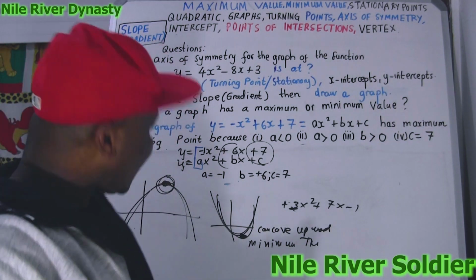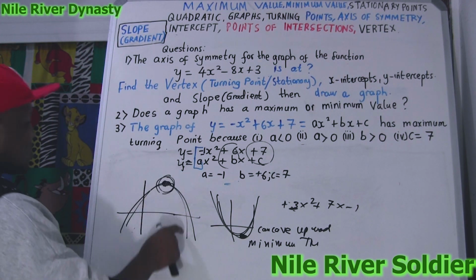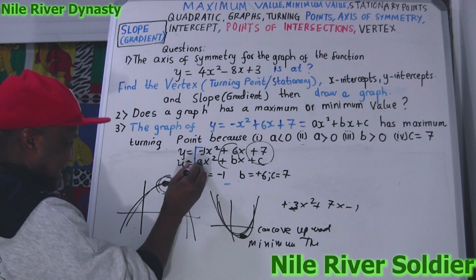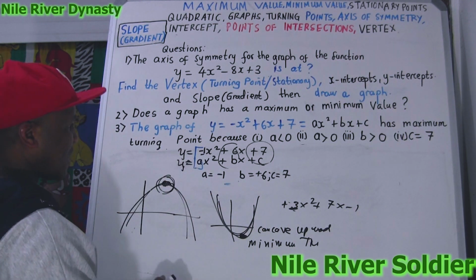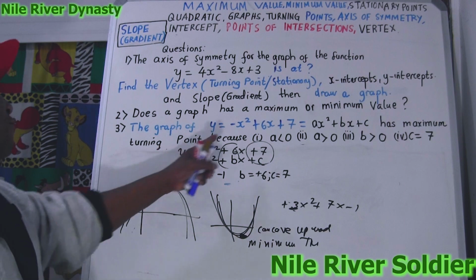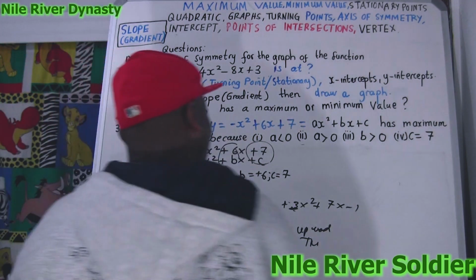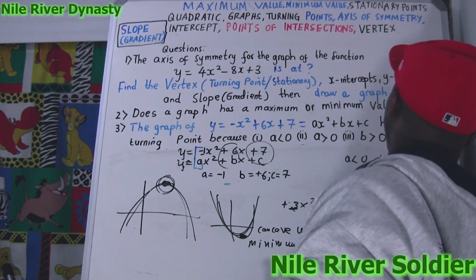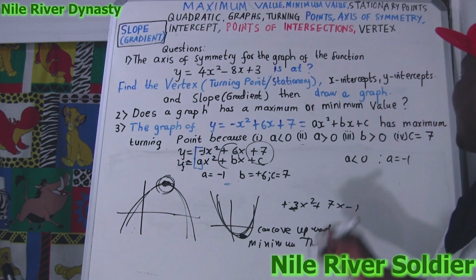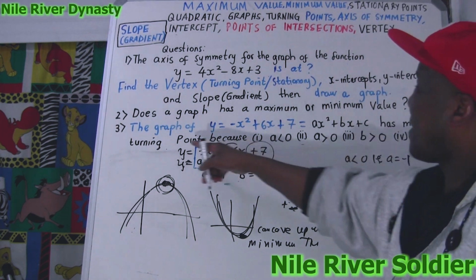So, okay, now what determines the graph like this? What determines whether the turning point is on top or bottom is this A. Either A is greater than 0 or less than 0. For this case here, we know the graph is going to be concave downward because A is less than 0. Or in other words, we can say A equals -1. -1 is less than 0. That is to say A equals -1 has a maximum turning point.